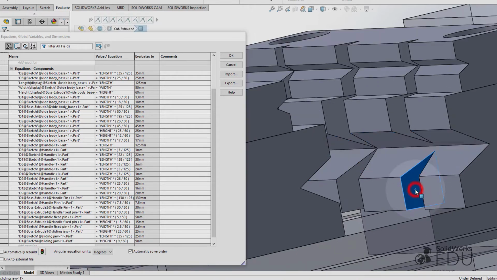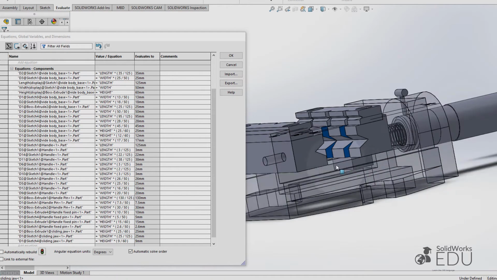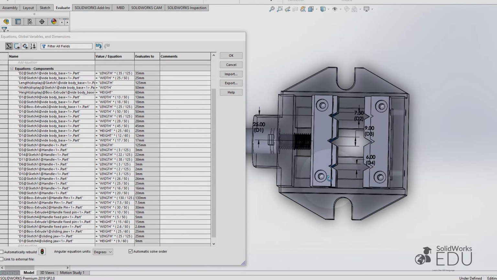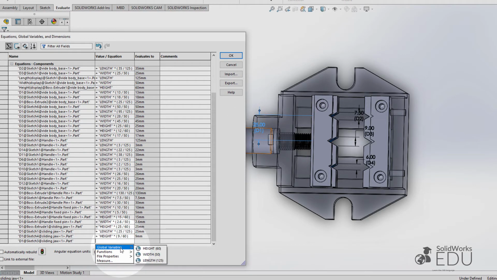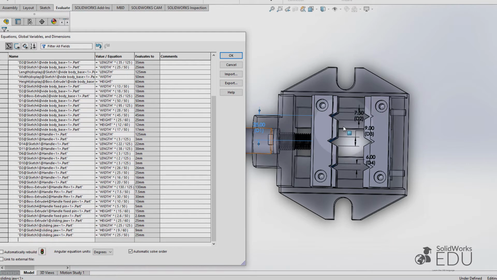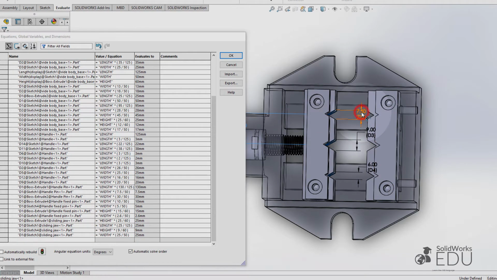Double click here. Add equation, select this value here, width times parentheses 25/50. Select this value, width times 7.5 divided by 50.